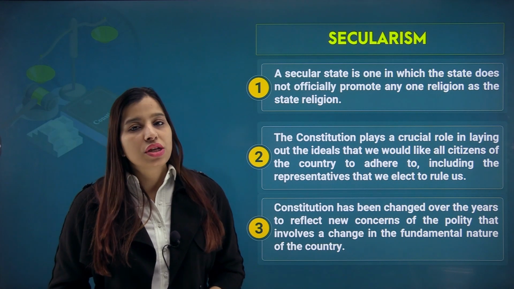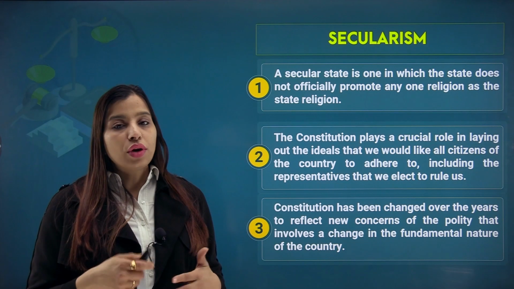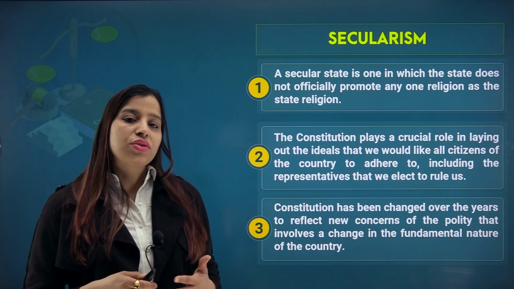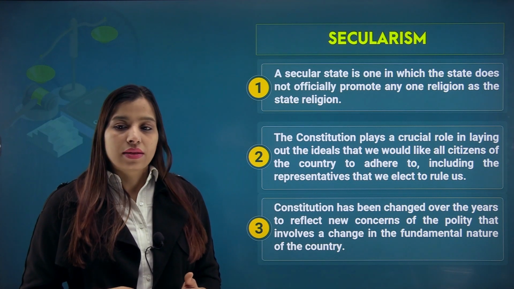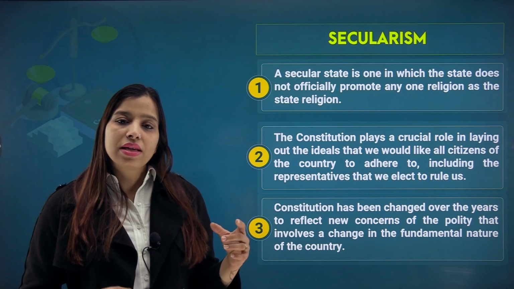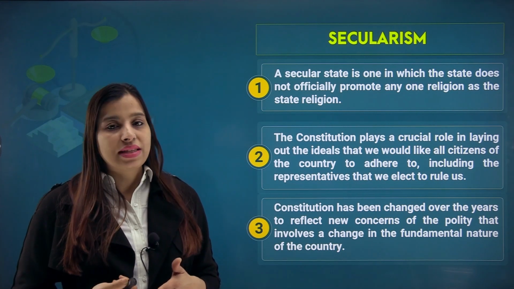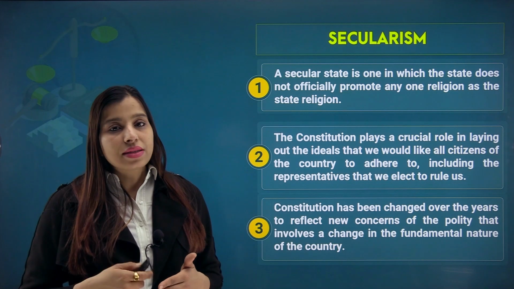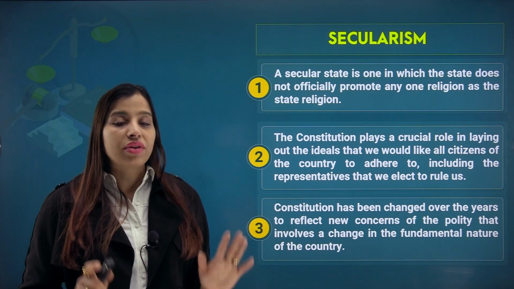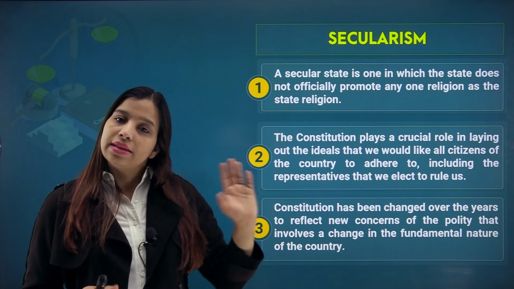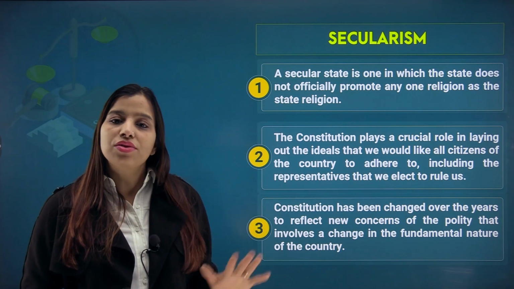The Constitution plays a crucial role in laying out the ideals that we would like all the citizens of the country to adhere to, including the representatives that we elect. So now, first I told you what a secular state is, what I mean by secularism, and then where it is written in the constitution that there is no official religion of India which all the citizens have to follow, and all the people whom I elect to represent my country also have to follow.